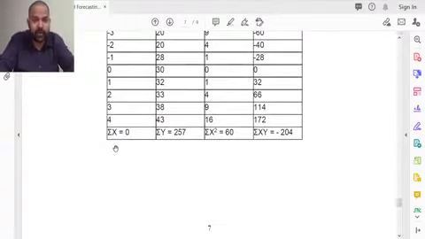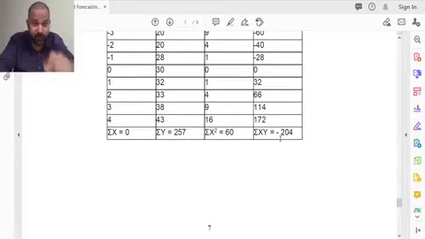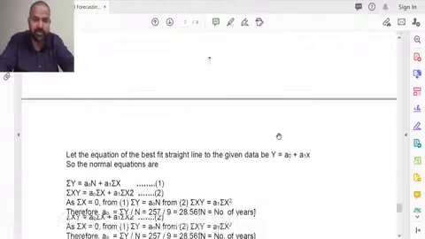They have gotten the sum of X, sum of Y, sum of X square, sum of XY values. I think this is wrong. This is not going to be a negative 204. It has to be a positive 204. So either I have printed it wrong here or then it's wrong in the module. Either way, please make that change.